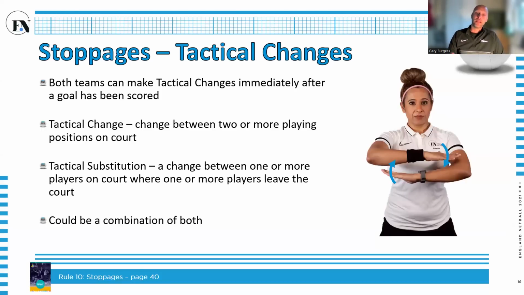Okay, now it could be everybody on the team could change positions, but we'll talk about that a little bit later on. Now, there's also a tactical substitution, and this is what we would expect more traditionally from an injury substitution previously. Now, this is a change between one or more players on court where one or more players leave the court and enter on. Okay, and as mentioned, these are more straightforward as a player will leave the court and be replaced by a substitute.